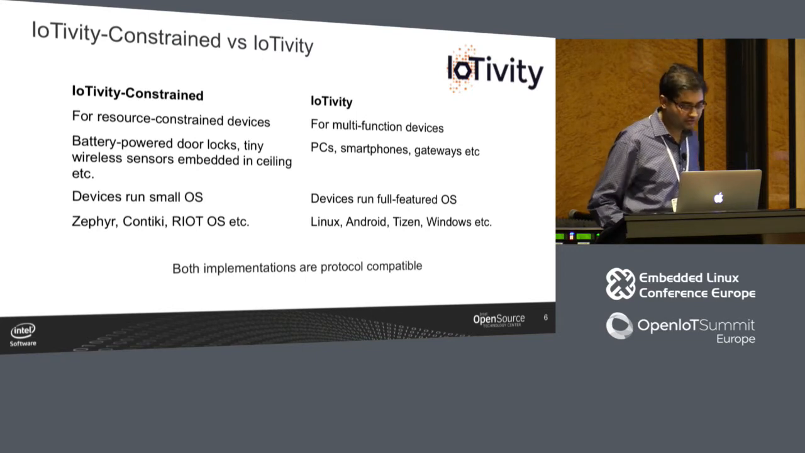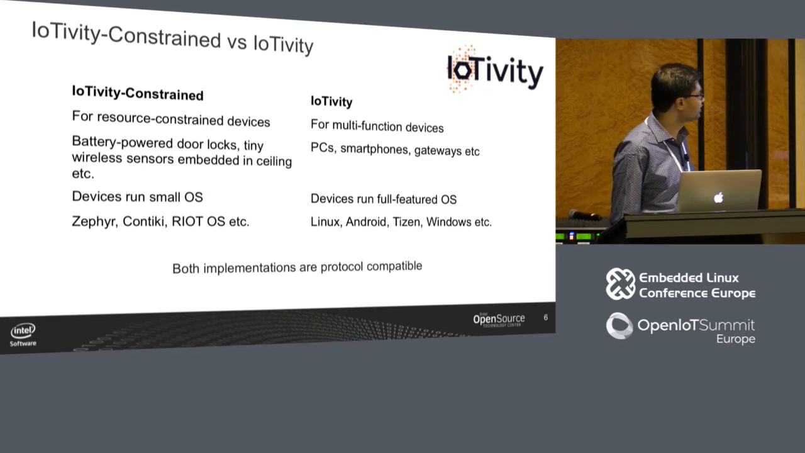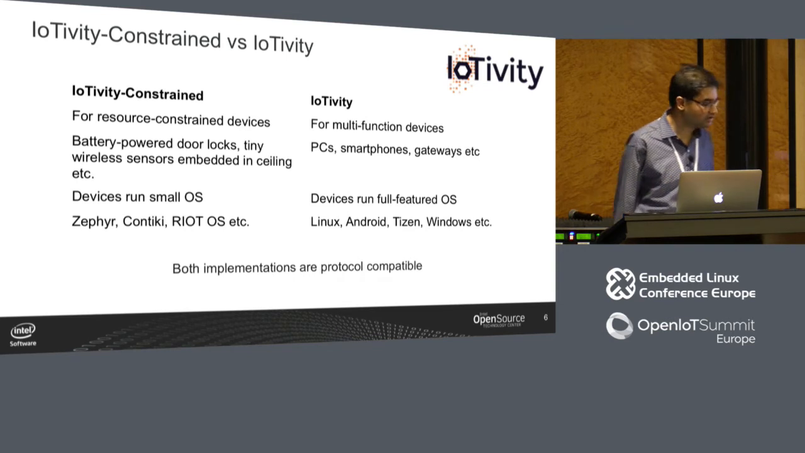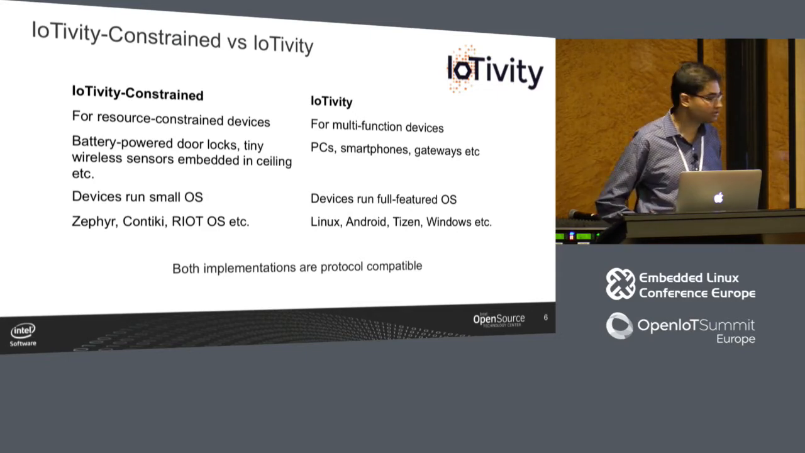So the IoTivity project has been around for a little less than 2 years now, and maybe some of you are familiar with it. It targets multifunction devices such as PCs, smartphones, gateways, tablets. Such devices run a full-featured OS like Linux, Android, Tizen, Windows. Whereas IoTivity Constrained targets resource-constrained devices, and these devices are the ones that might be battery-powered and mostly wireless, such as door locks or environment sensing platforms. Such devices may be connected to a network that is itself constrained, such as low power and lossy networks. Such devices typically run a small OS like Zephyr, Contiki, RIOT OS, FreeRTOS. However, both the implementations are protocol compatible.